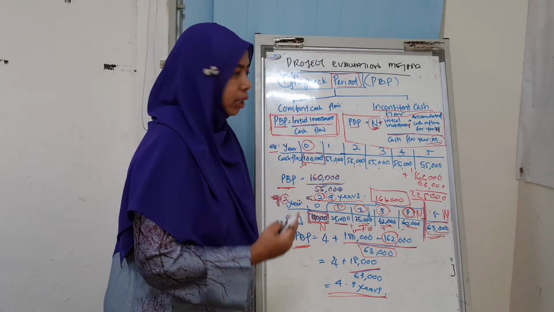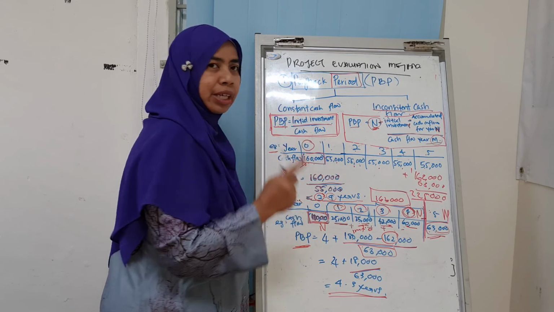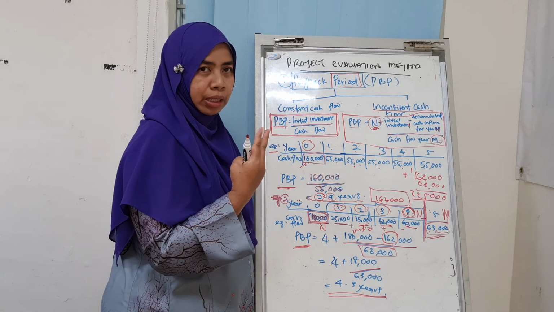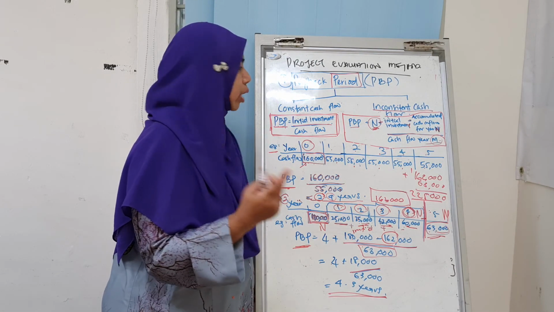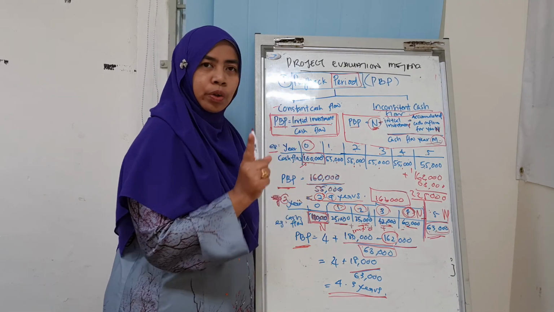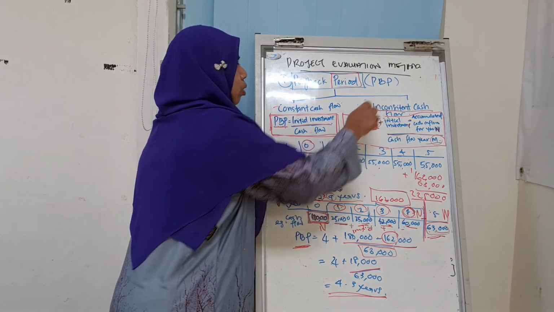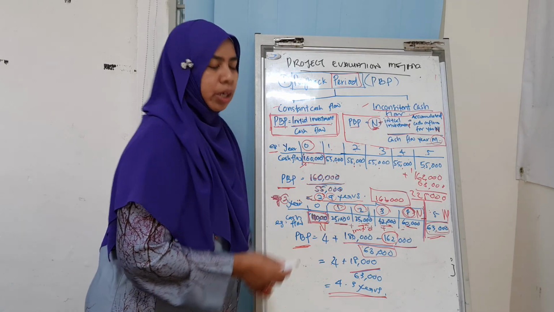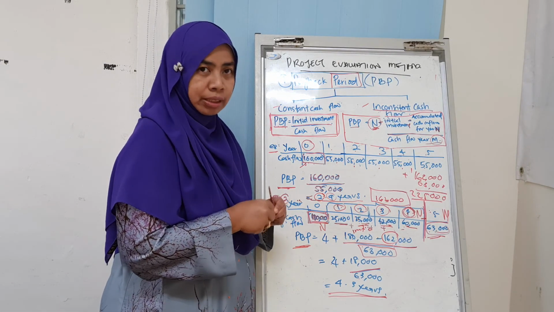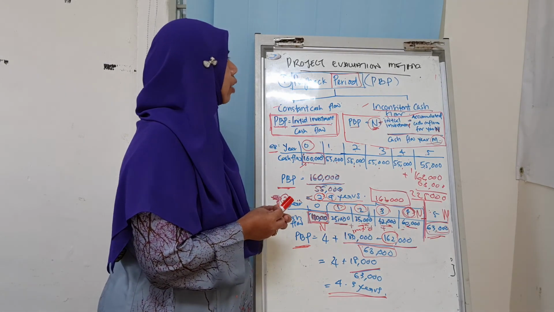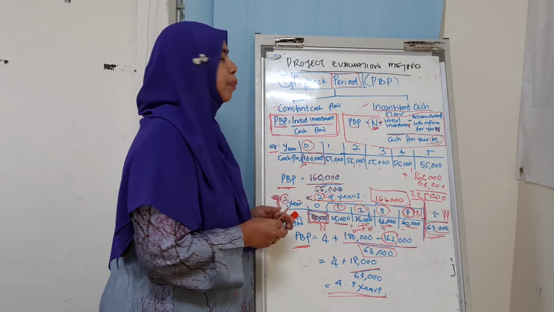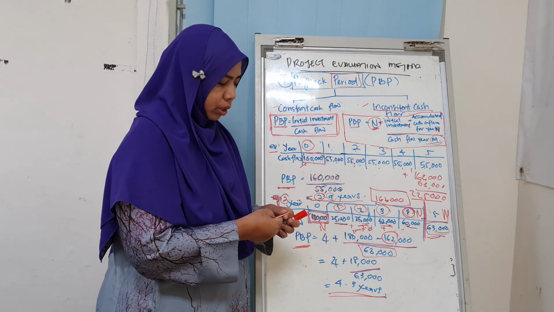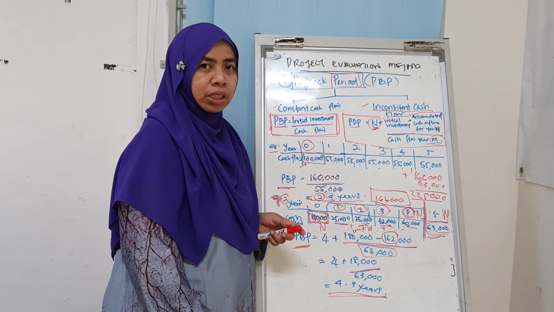Now to conclude, in payback period you have to calculate whether it is constant cash flow or inconstant cash flow. So I think we have finished the first evaluation method, which is the payback period. So that's all for this session. Thank you.